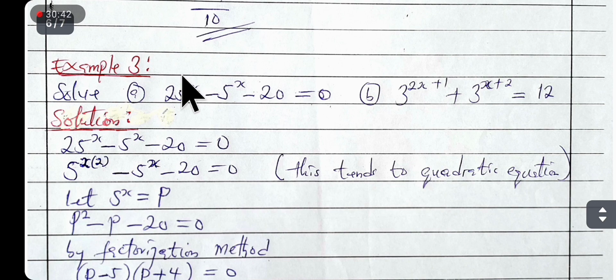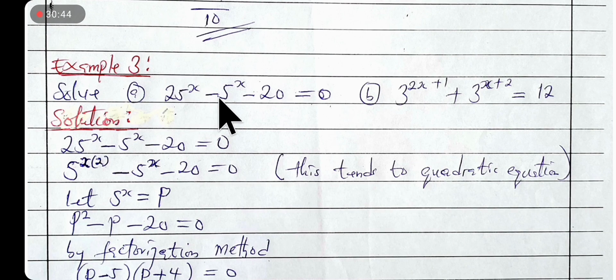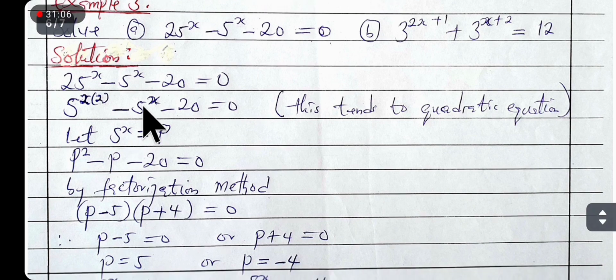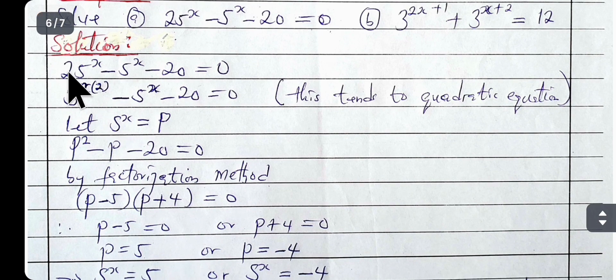Then example 3, solve 25^x minus 5^x minus 20 equals to 0. Then b is all of this. Okay, so now when we have this, the first one here is 25 raised to power x, and then 5 raised to power x, then minus 20 equals to 0. If you look at this example carefully, you will agree with me that this thing is taking the shape of a quadratic equation.